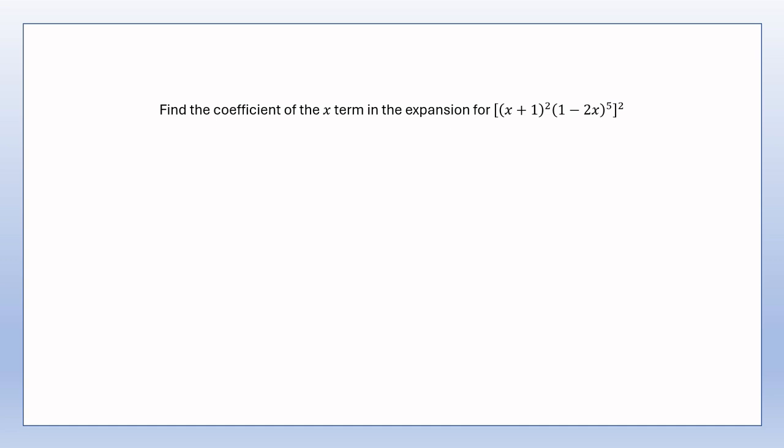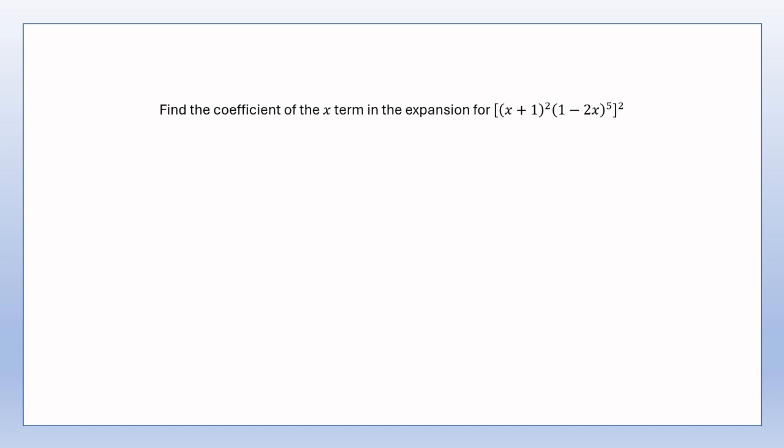Since I'm interested in the coefficient of x, I don't need to worry at all about any powers of x greater than the first power. In other words, I need only worry about constant terms and x terms. So I'll start with the expressions inside the square brackets. That's (x + 1)², which, of course, I don't really need the binomial theorem to expand, and (1 − 2x)⁵.